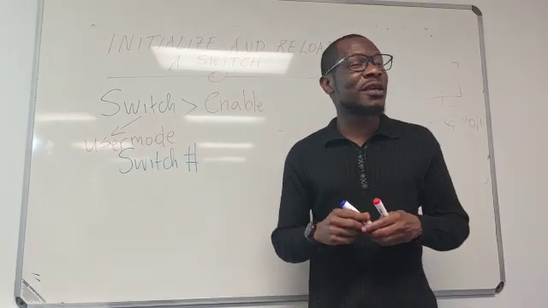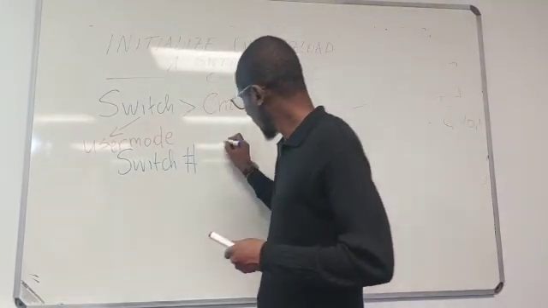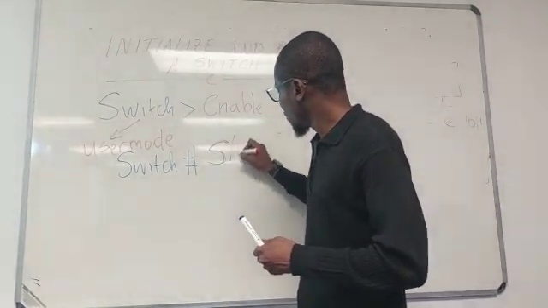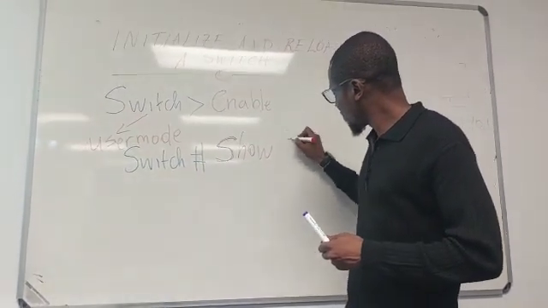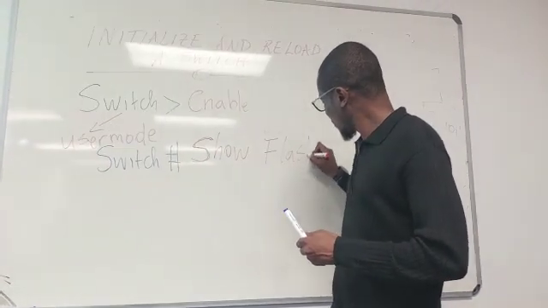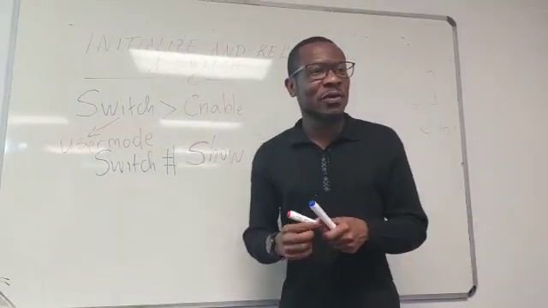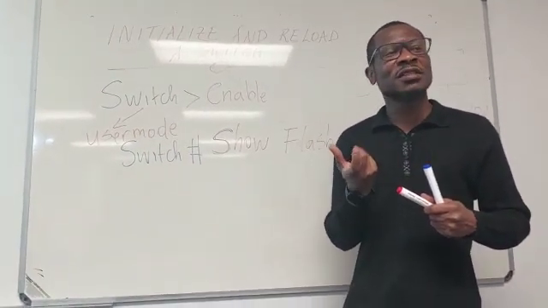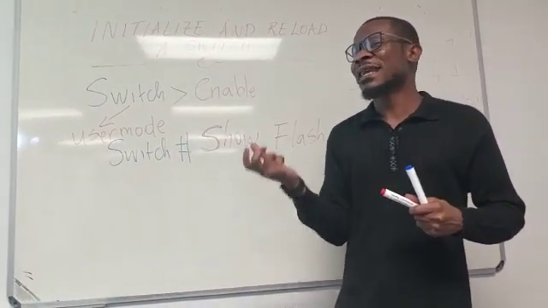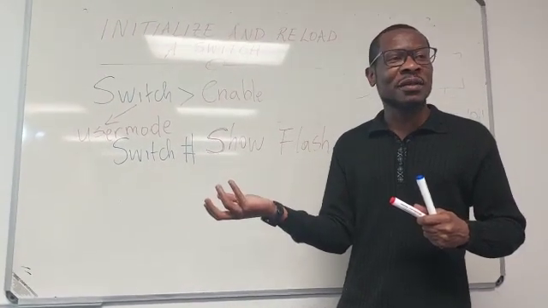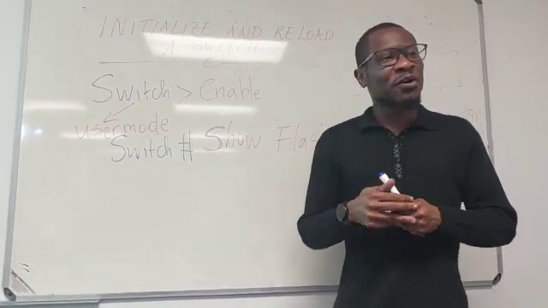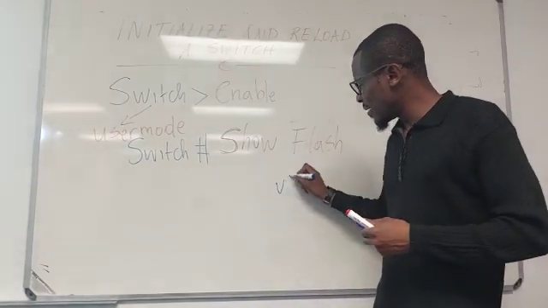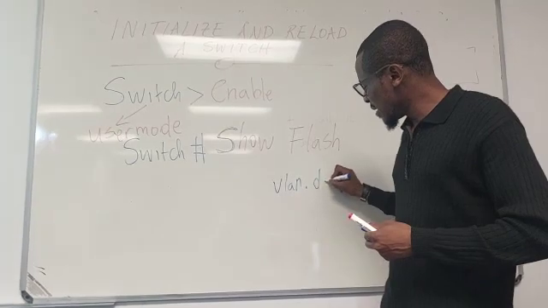What is the command for checking? Show flash. So you're going to type show flash, right? Why flash? This flash is like the memory. So you are telling the switch to show you the configurations that are already there on the memory, right? But you must check for one of the files. You're going to see one that says vlan.dat.